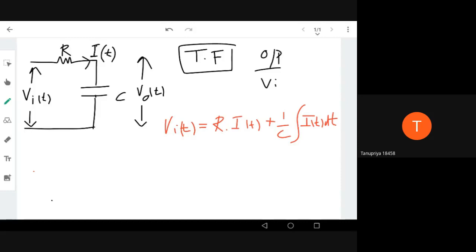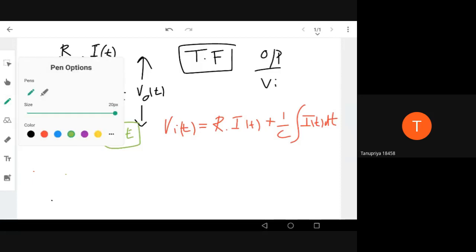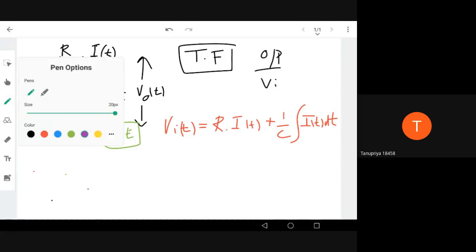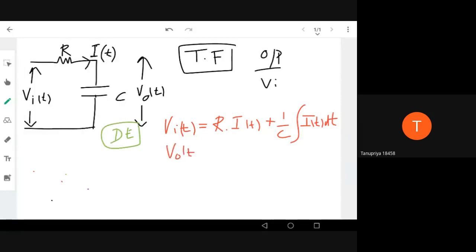Now, this is the differential equation. If you want to model in the differential equation way, this is the first step. You write the differential equation and you can analyze it. If you want to model using a transform, you can apply the Laplace transform here. Before that, I can write the equation of the output also. The output v_o(t) is 1 by C integral i(t) dt. Now you can just take the ratio of the output to input to get the transfer function.